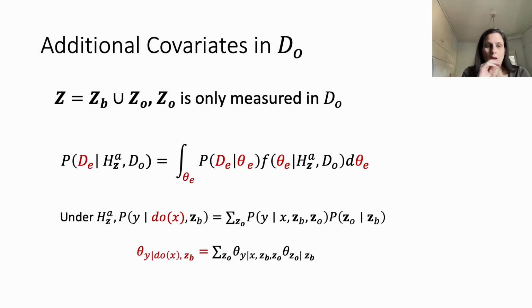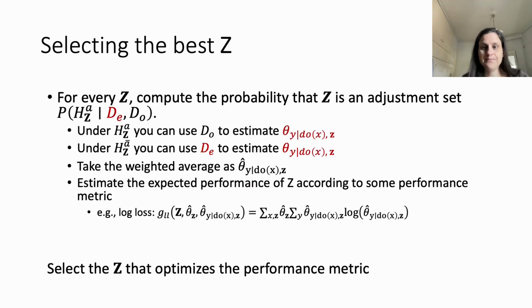And then once we've done that, we can compute the estimates for every different Z. We can compute an estimate for the post-interventional distribution of our outcome given do of X, Z, right? And then we need to just select the best Z.